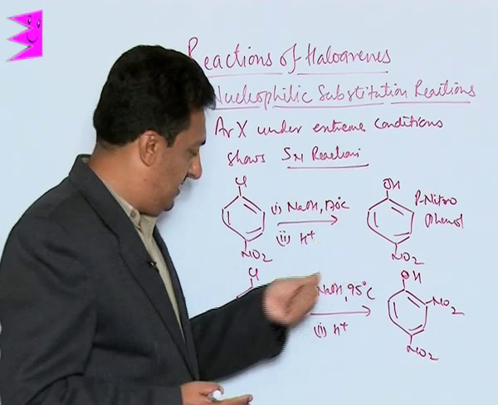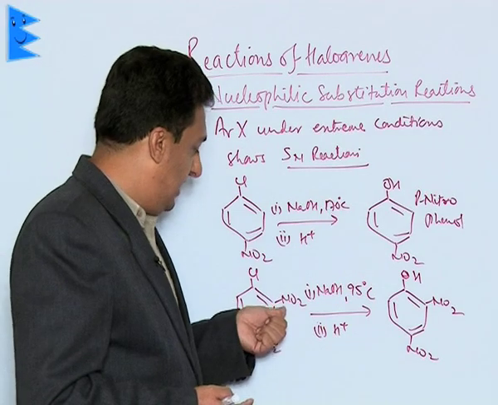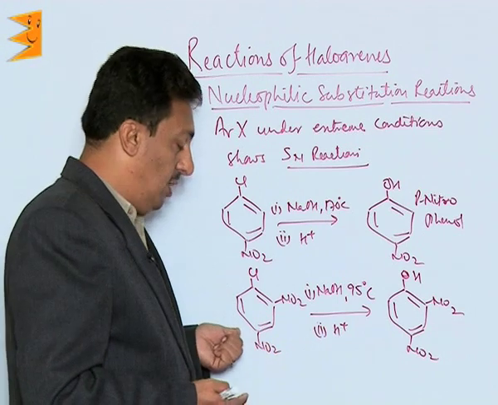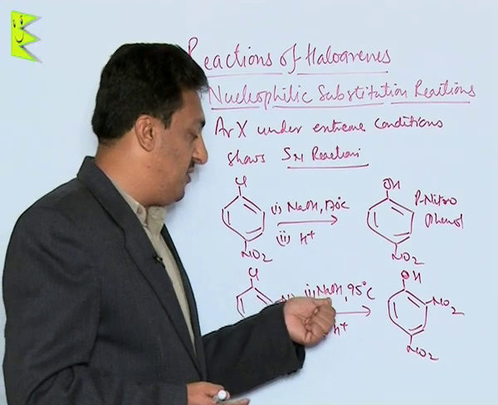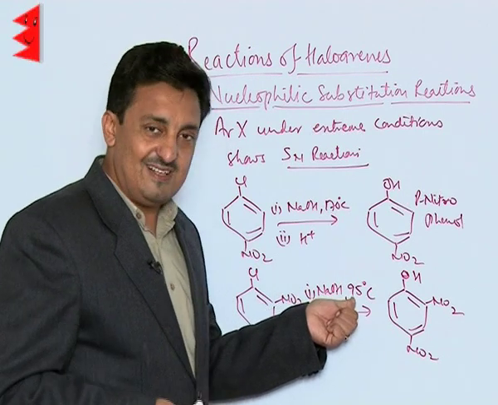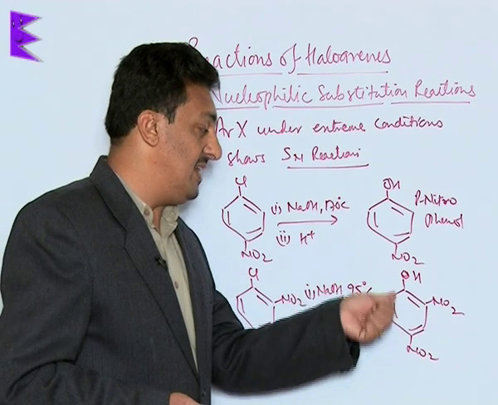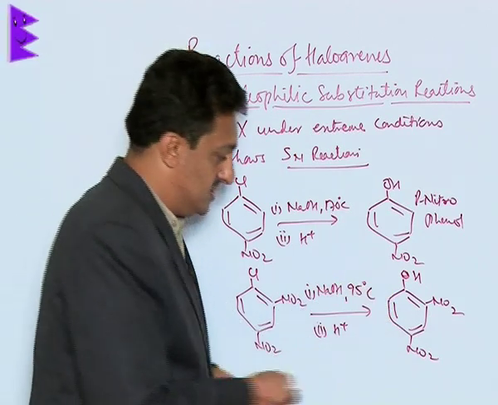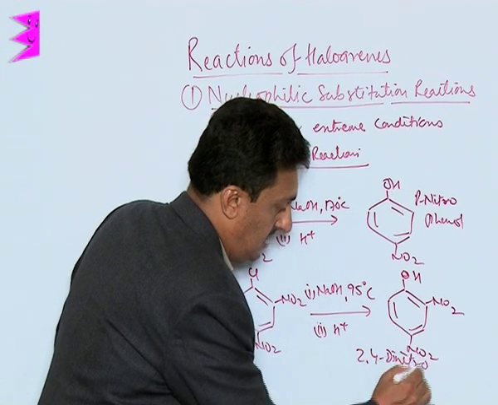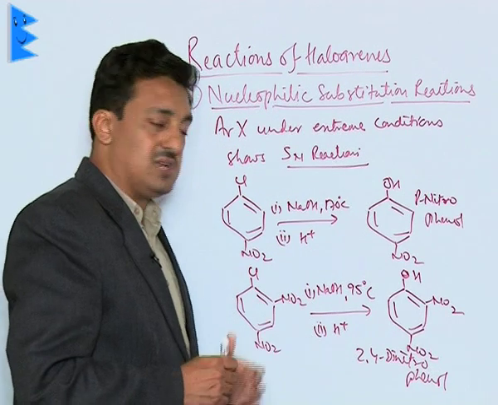Another interesting thing, if we have two such groups at ortho and para positions, like it is, what we can write is 2,4 dinitrochlorobenzene, the temperature required for the reaction of this nucleophilic substitution is getting reduced to only 95 degrees Celsius. And then with dilute HCl, we get 2,4-dinitrophenol. So that's most interesting.